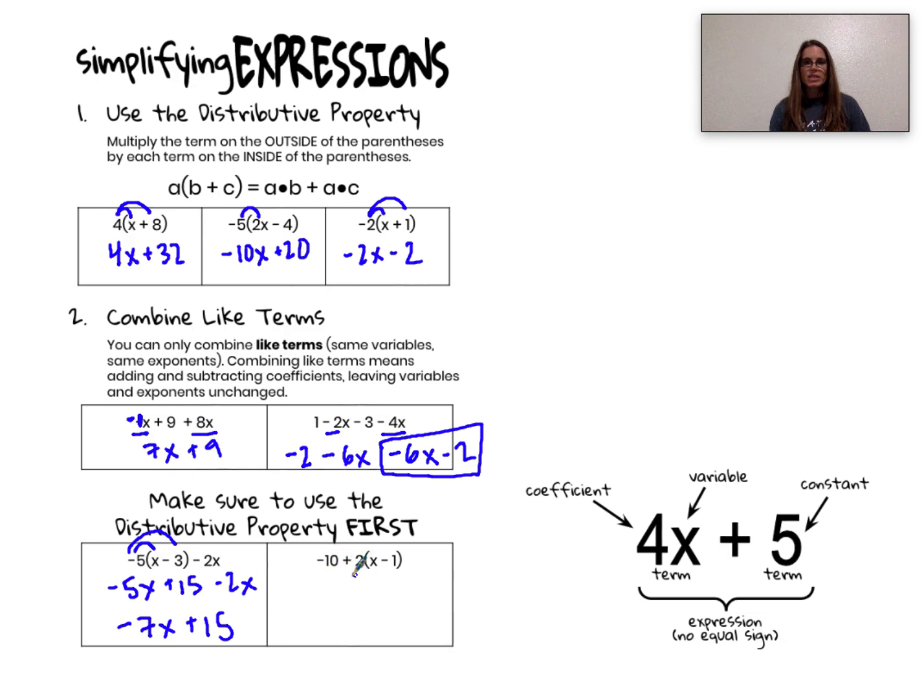Second example, it's really common to want to add first. No, distributive property before we worry about this negative 10. Negative 10 plus 2 times x is negative 10 plus 2x. And then 2 times negative 1 is either plus negative 2x or minus 2. Since I want my variable term to be first, I'll go ahead and write that 2x first. And then I need to combine my negative 10 and my negative 2. So my final simplified expression is 2x minus 12, which I could also write as 2x plus negative 12.